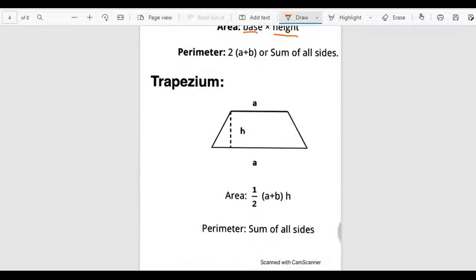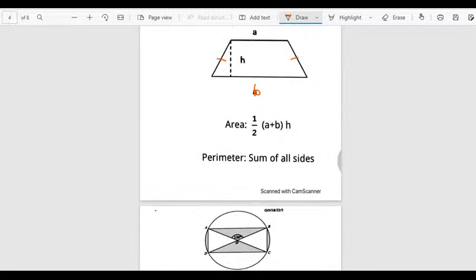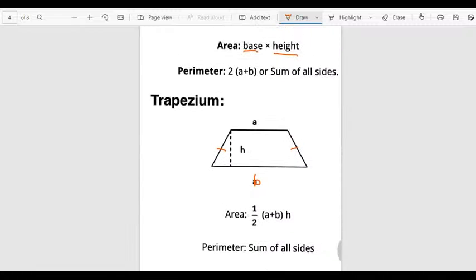In case of the trapezium, the area is 1 by 2 (A plus B). Let's say this is B. So we have two parallel sides, that is A and B. We do 1 by 2 (A plus B) multiplied by the height. That would be the area, and perimeter would be the sum of all sides. Okay, that would include A, B, and these two sides. All right, so we'll do these questions in a bit. But are you guys clear with all the formulas and everything? Any doubts with that? Anything that you did not understand?